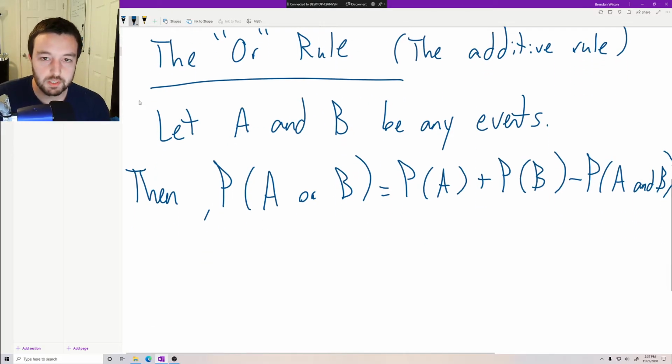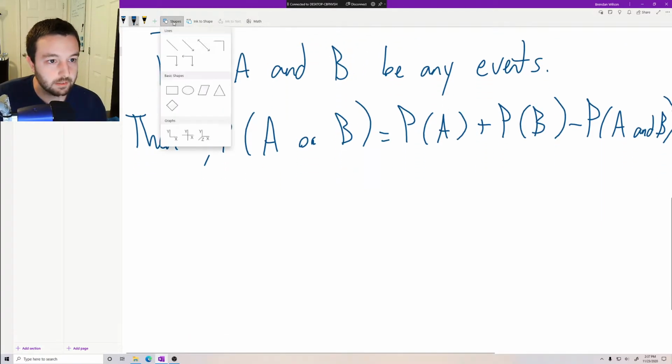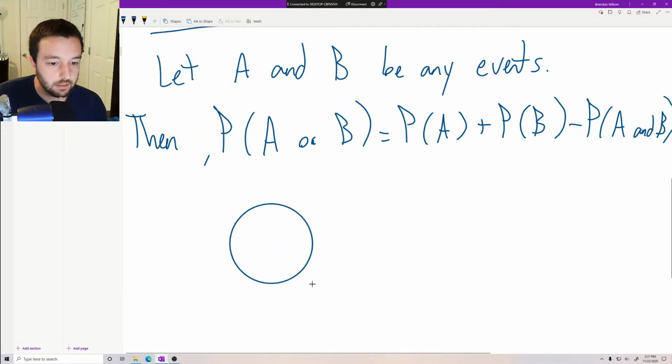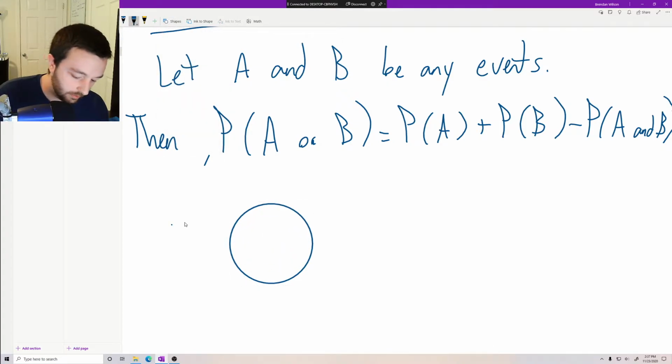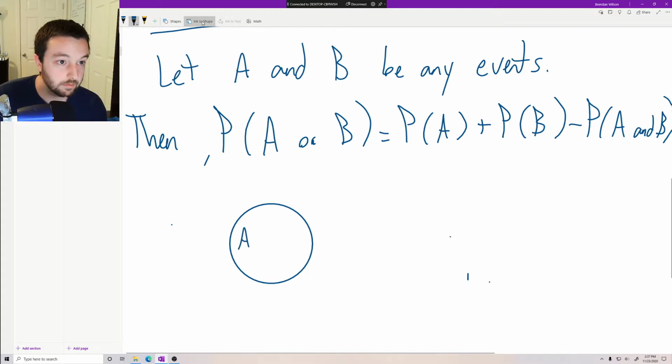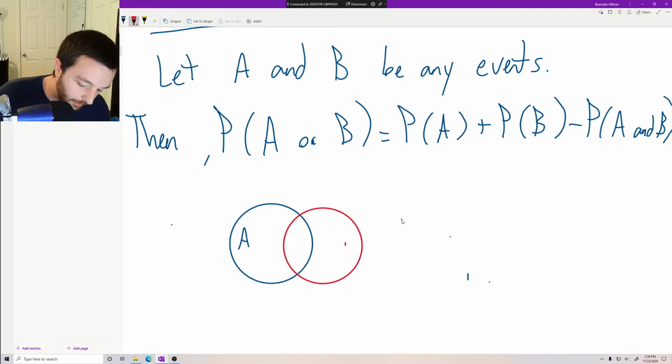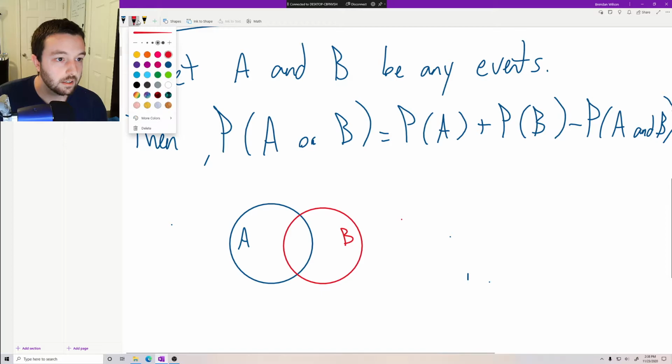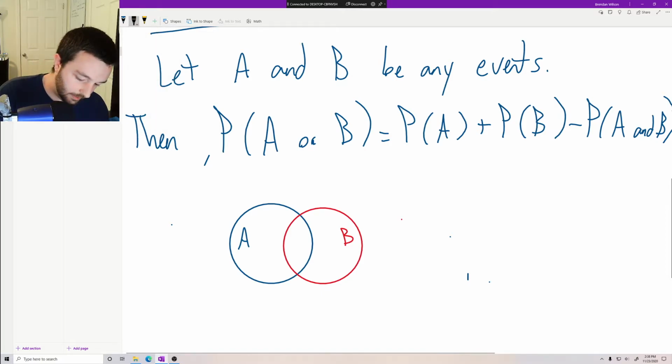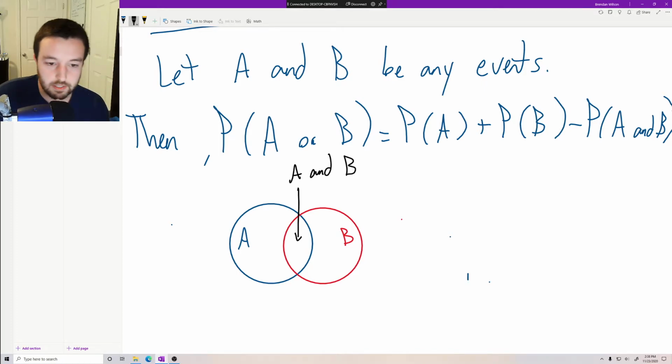Now why would we need to do that? Well, let's think about it like a Venn diagram. Let's say that this is the probability of A happening. This is the probability of B happening. Then right in the middle here would be A and B happening. This is their overlap. This is where they both happen.